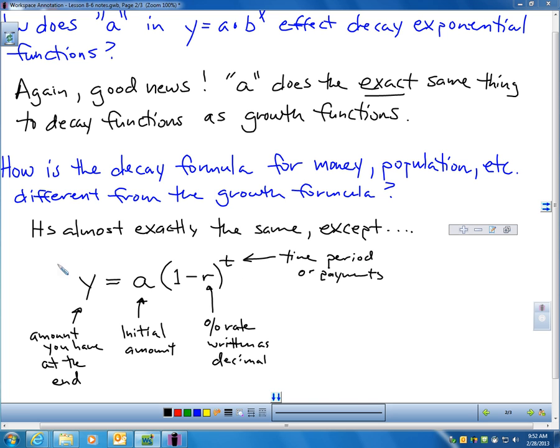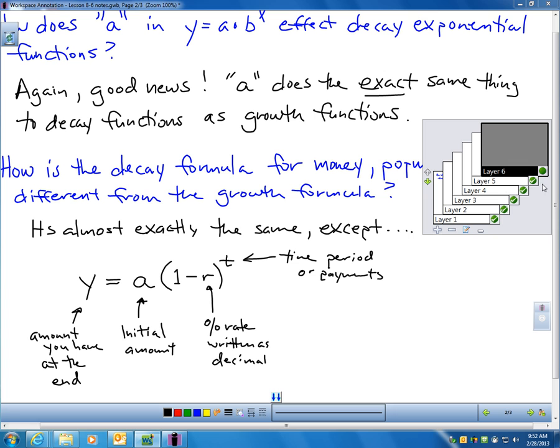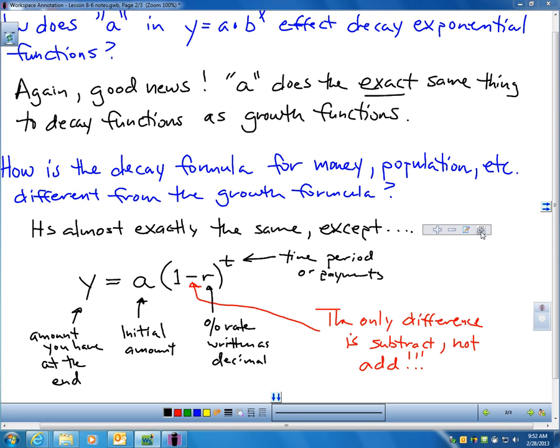And you're probably looking at this and saying this looks almost exactly the same, like the same formula we just used for growth. You probably already see the one major difference. I'll highlight it here in red. The only difference is in decay we have a subtraction here, not an addition. Okay?